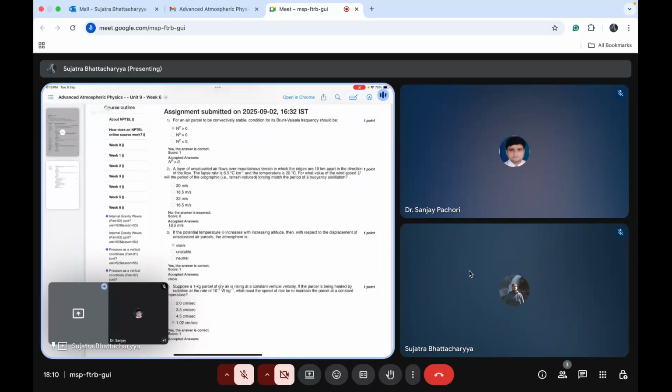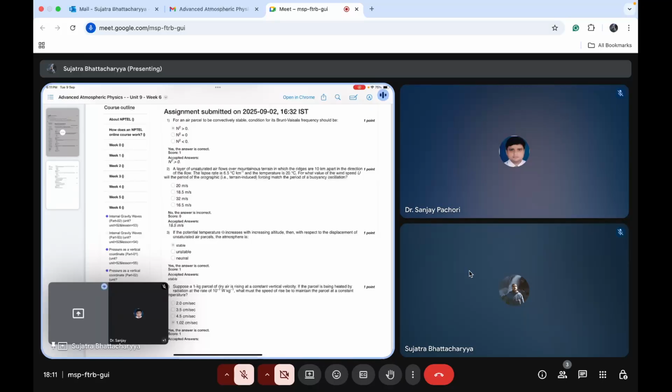A layer of unsaturated air flows over mountainous terrain, in which the ridges are 10 kilometers apart in the direction of the flow. The lapse rate is 6.5 degrees Celsius per kilometer, which is the commonly used environmental lapse rate, and the temperature is 20 degrees Celsius. For what value of the wind speed U will the period of the orographic, that is terrain induced, forcing match the period of buoyancy oscillation?